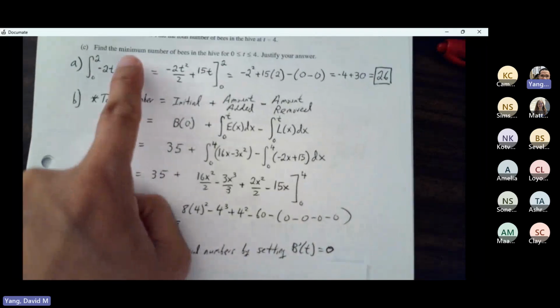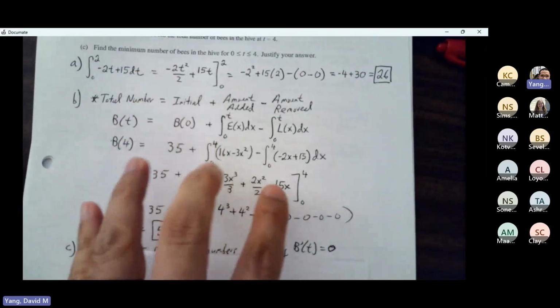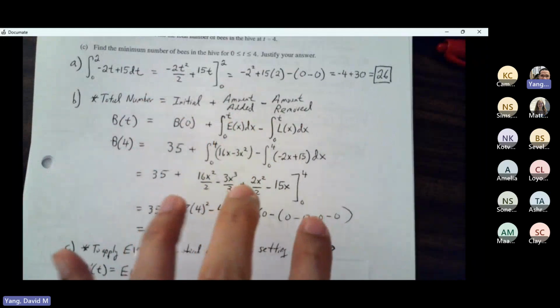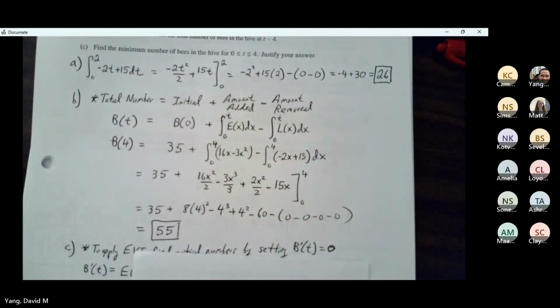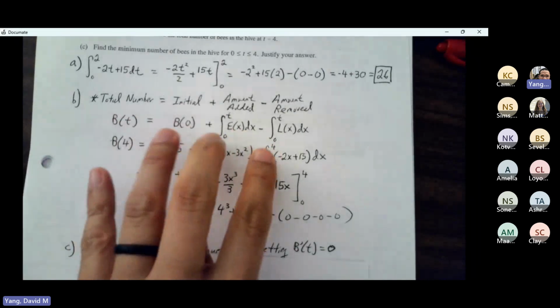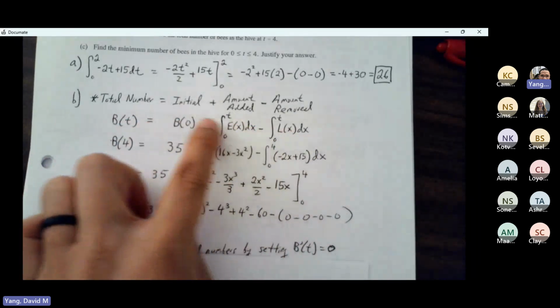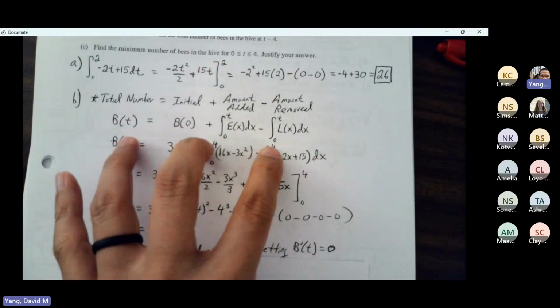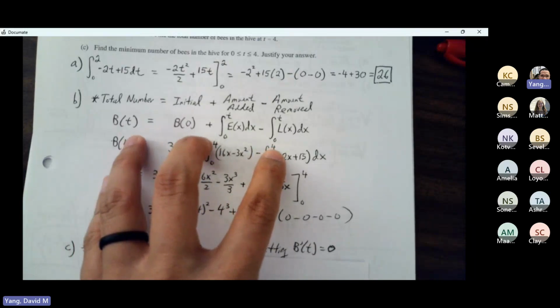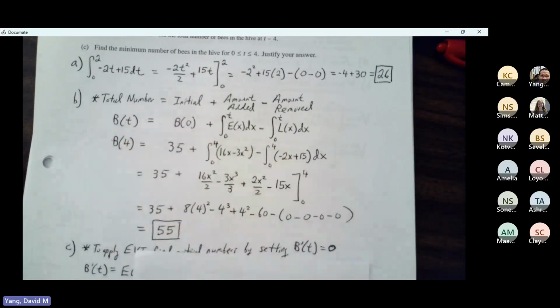Part C, find the minimum number of bees. So you know it's coming. I mean, typically with these rate in, rate out problems, there's usually going to be a part that's going to ask you about absolute max, absolute min. But it's always important that we can build our equation out so that we can use this to help us find max and min. Okay, so we need to find our candidates between 0 and 4.